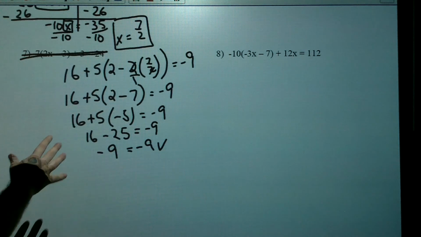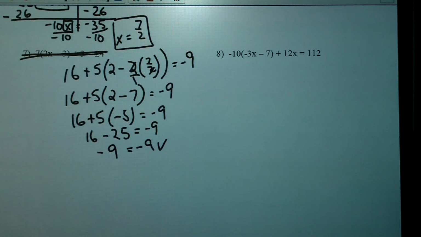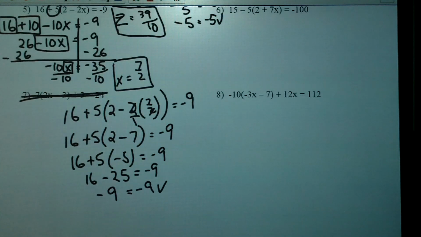Again, we'll stop here. You can try the rest on your own. If you have any questions, make sure that you see me and I can get you the answers to the others.